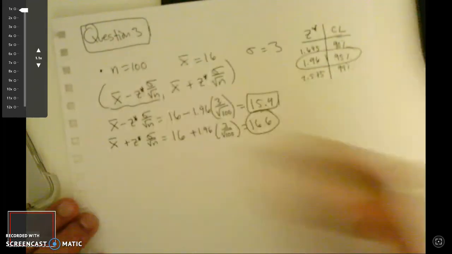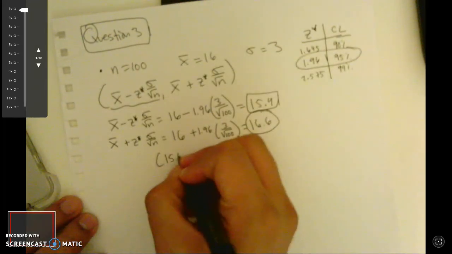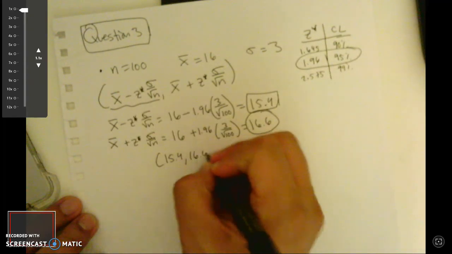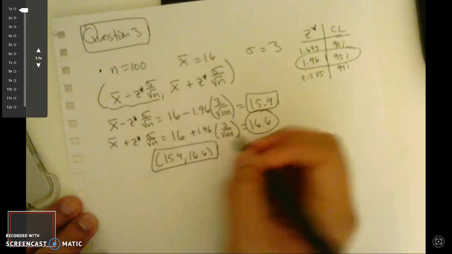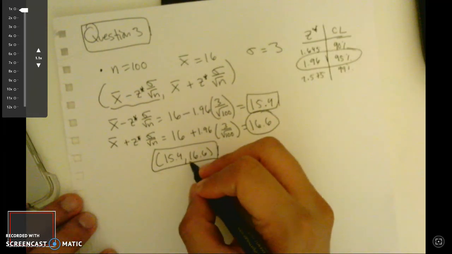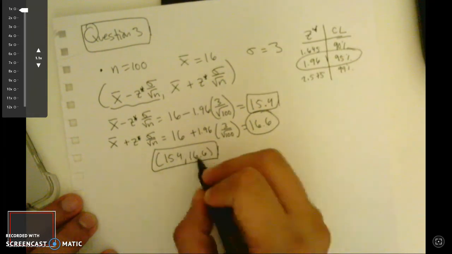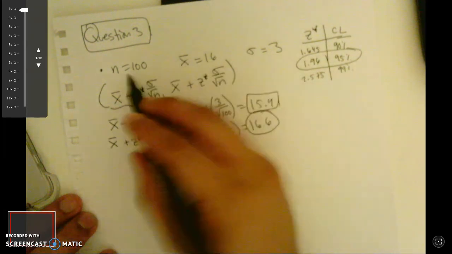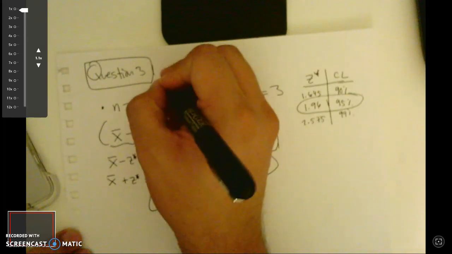My interval is going to be between 15.4, because that's the minus portion, and all the way to 16.6. This is my confidence interval. This is basically telling me that I am 95% confident that the true value is between these two numbers. Not X bar. X bar is just the sample that I got from the 100. But the true value, mu, is for the true population.